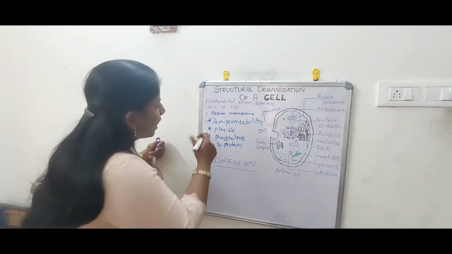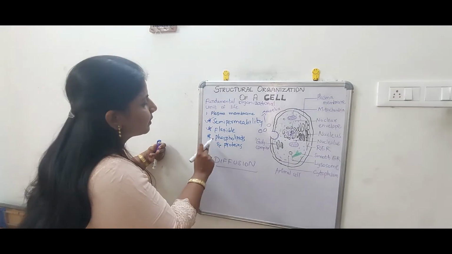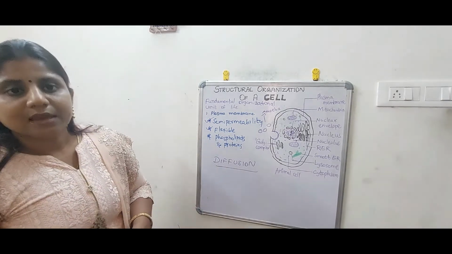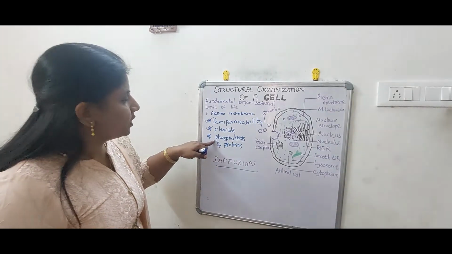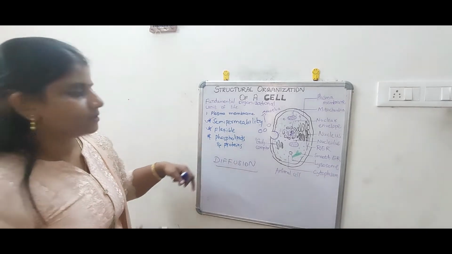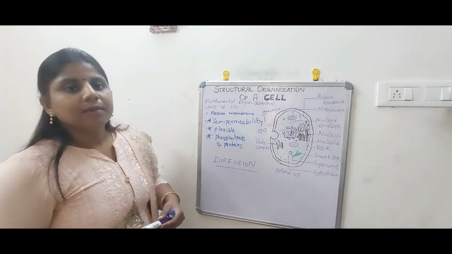Next property I told about is that it is made up of the chemical structures called phospholipids and proteins. This is all about the plasma membrane.